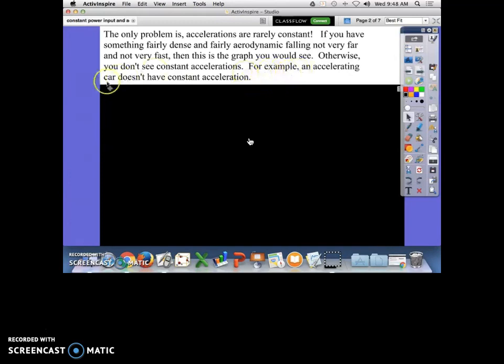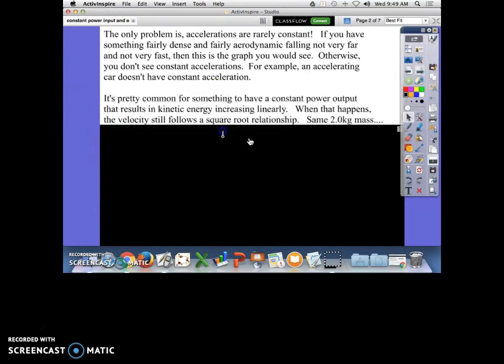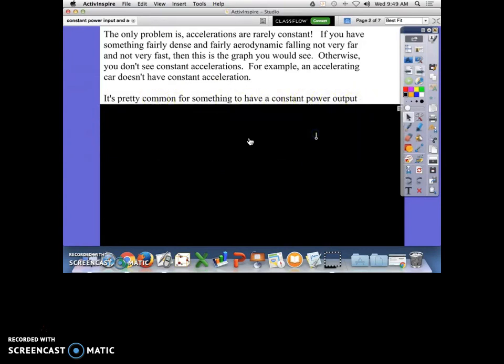An accelerating car doesn't have a constant acceleration, almost never. And you see problem after problem after problem. All the problems in the book have a car of some sort with a constant acceleration. But it doesn't happen. Very rarely does it happen. It's pretty common for something, though, to have a constant power output. Let's say a car pushes the accelerator all the way to the floor, and the engine produces maximum power, and you're trying to get data off of that. That's a very common situation in your life.